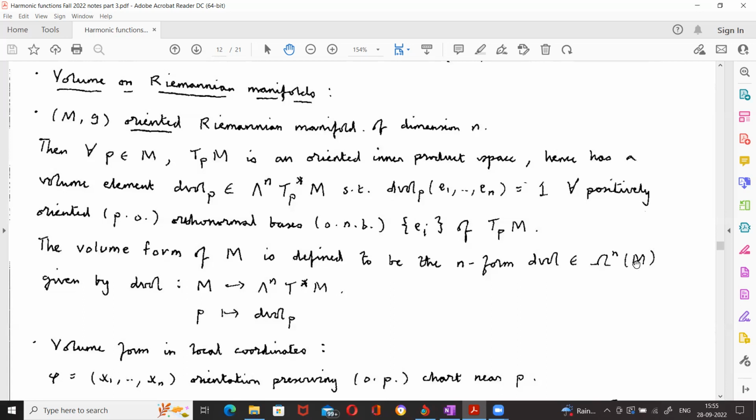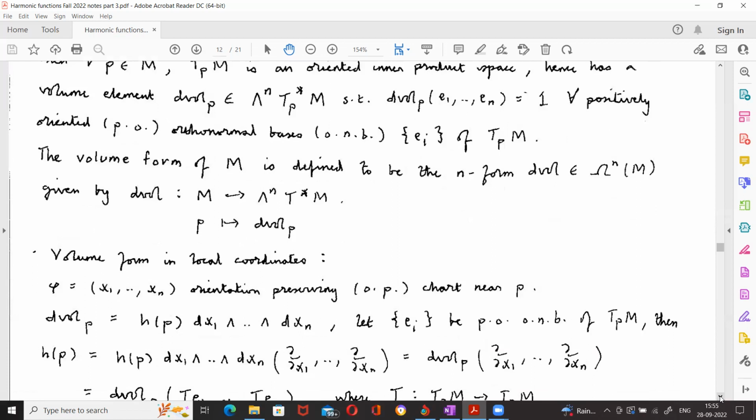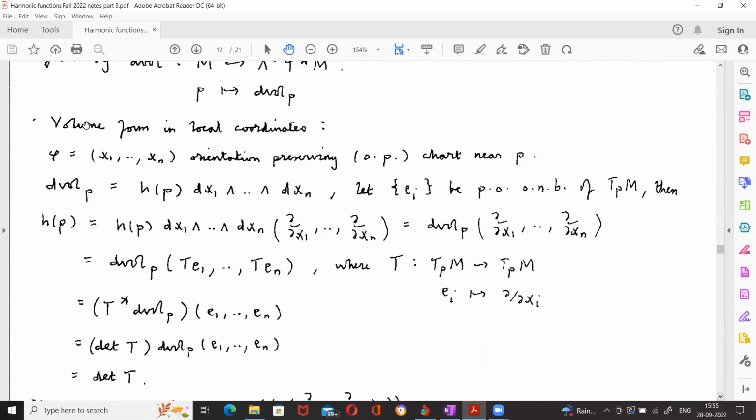This is an n-form on the manifold, which is P goes to dvol at P. The first thing to check is that this n-form is actually smooth. For that, we need to look at it in local coordinates. So what does this look like in local coordinates? Suppose phi is a chart with components x1 to xn, and suppose it's an orientation preserving chart. Then dvol I can write as some function h times dx1 wedge dxn.